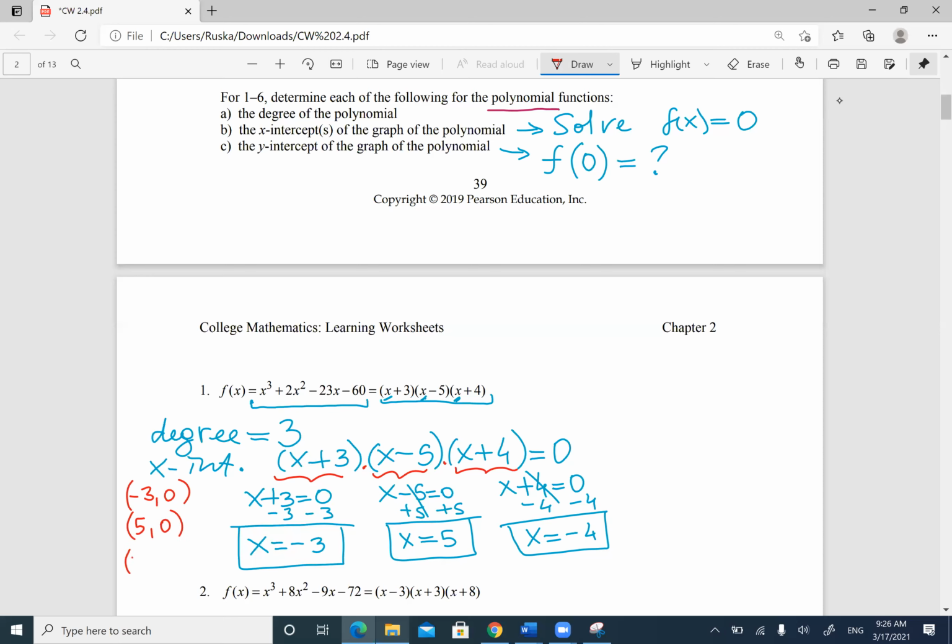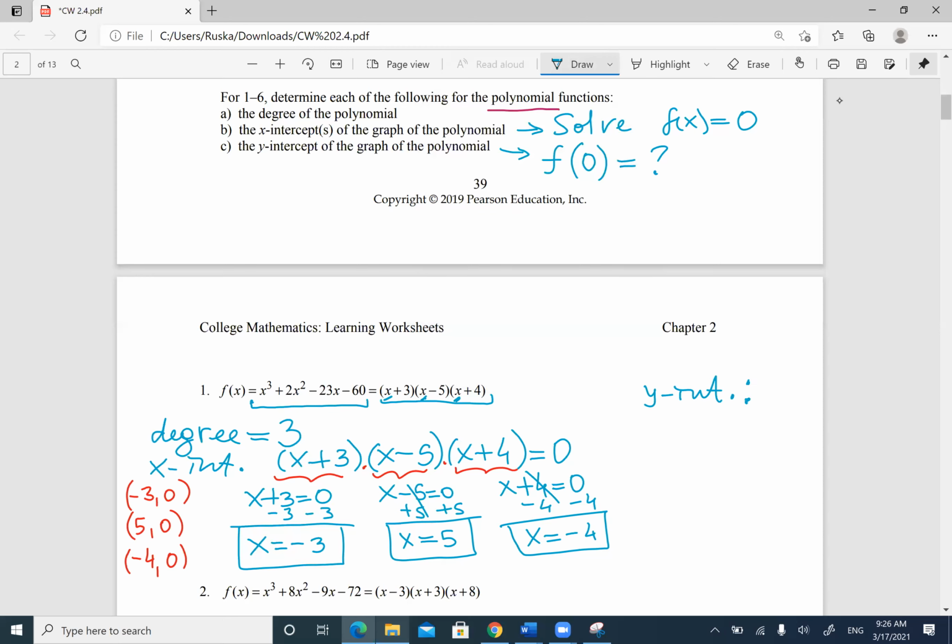And (-4, 0). So these are the x-intercepts, okay? And then we're going to find the y-intercept. So finding the y-intercept, I need to plug in 0 for x, right?